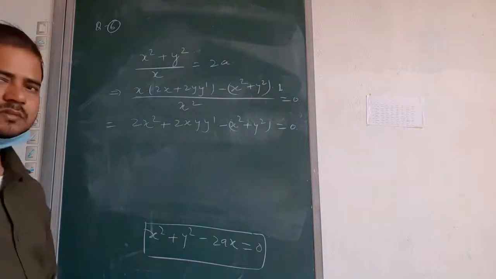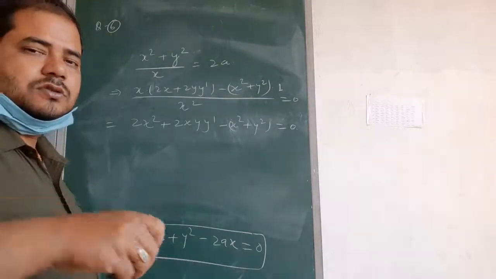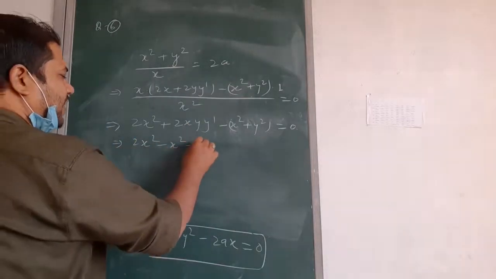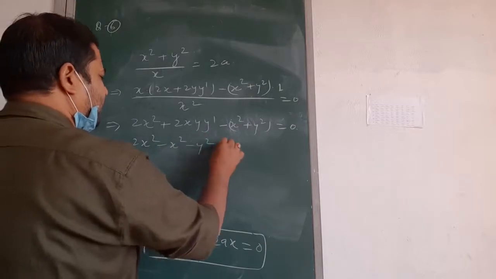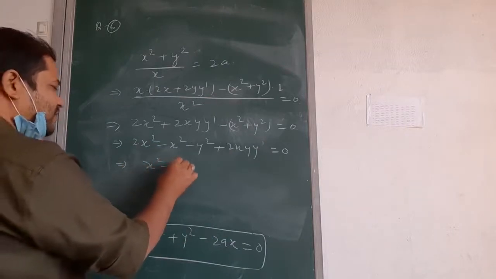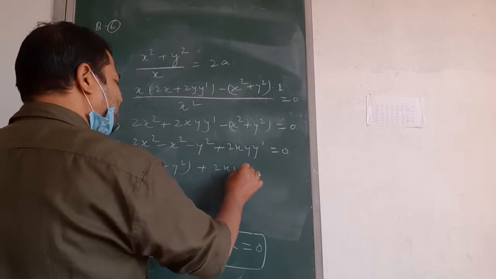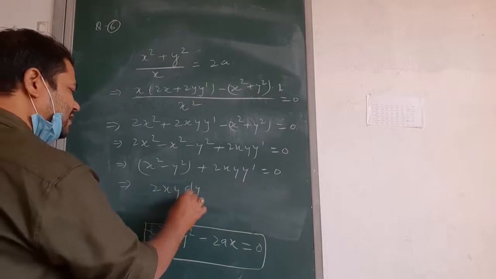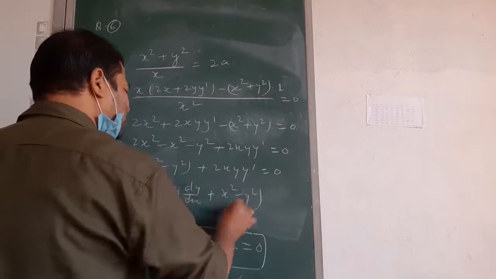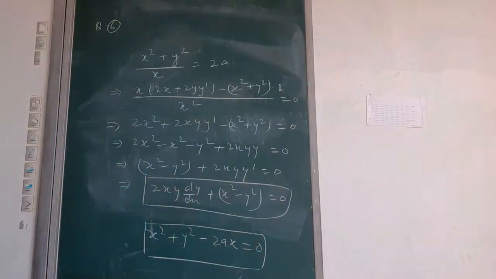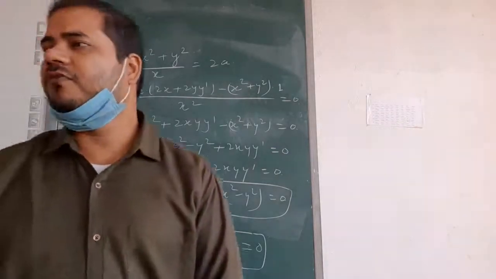See the solution. So 2x square minus x square minus y square plus 2xy y dash is equal to 0. So this is nothing but x square minus y square plus 2xy y dash is equal to 0, or you can write 2xy dy by dx plus x square minus y square is equal to 0, and this is our differential equation. Same answer. Note it down. So this is the easiest method to form the differential equation.